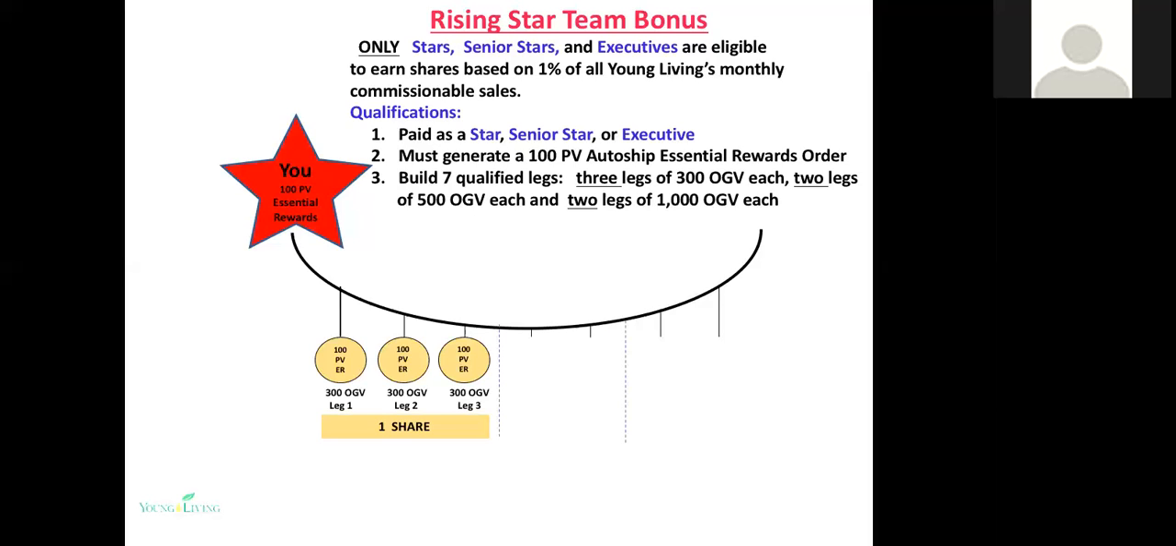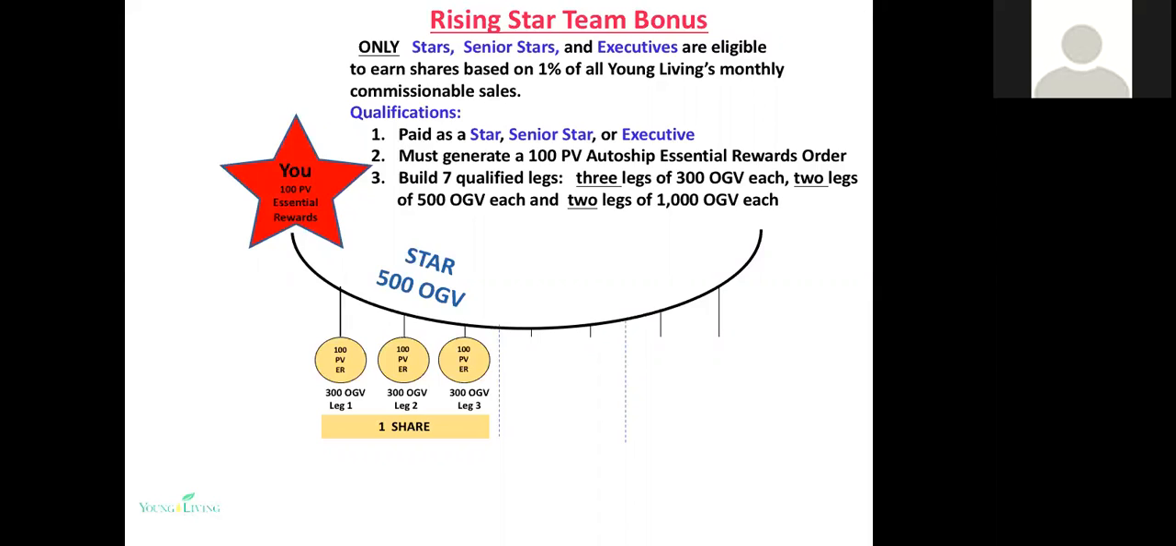And again, that share value can fluctuate, it can change month to month, but has typically been over the last several months around $50 US. Okay, and then that will help you to achieve the rank of star, because at this point you would have 100 PV and a minimum of 500 organization group volume, and so you would achieve the rank of star.